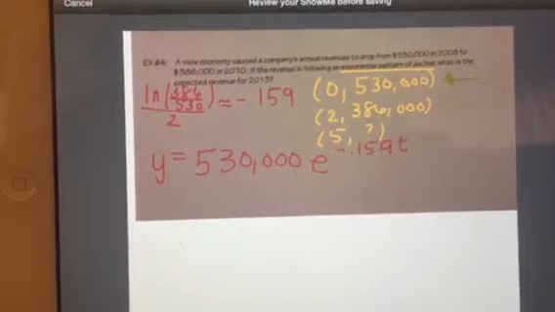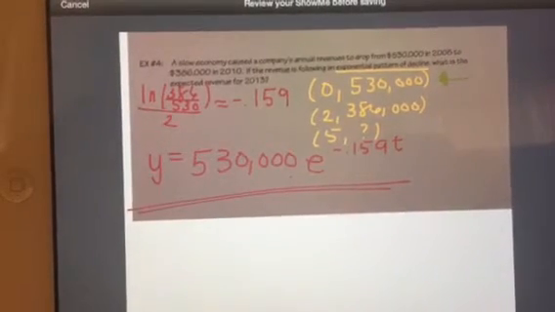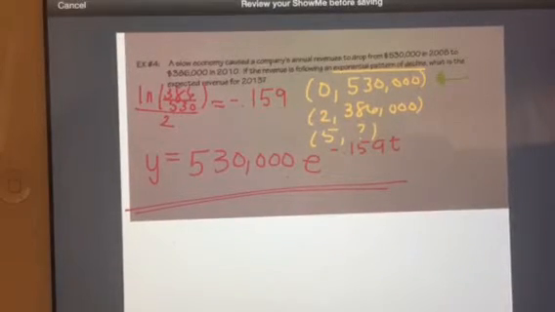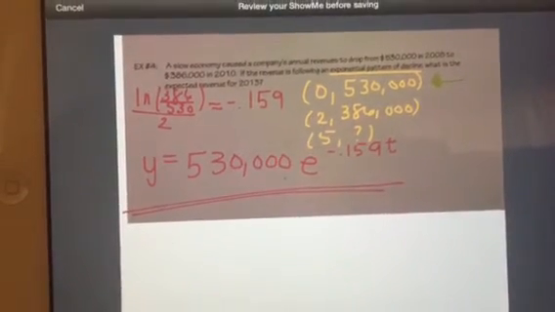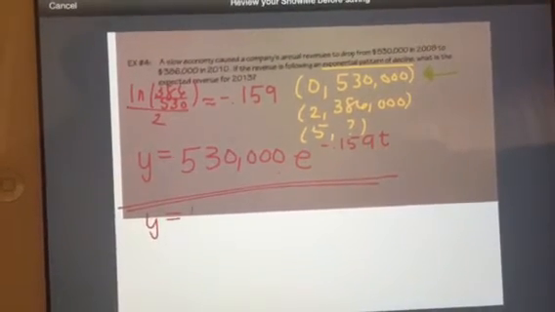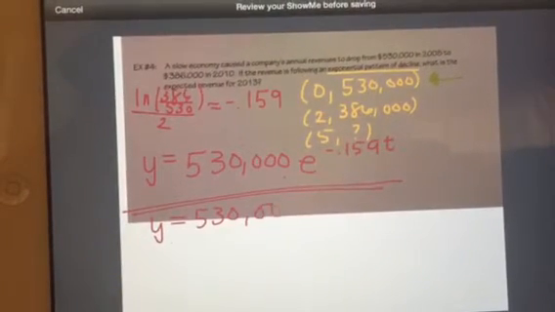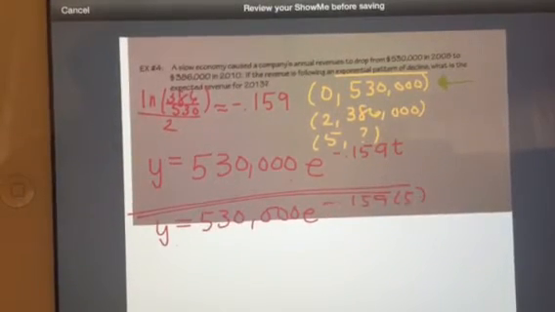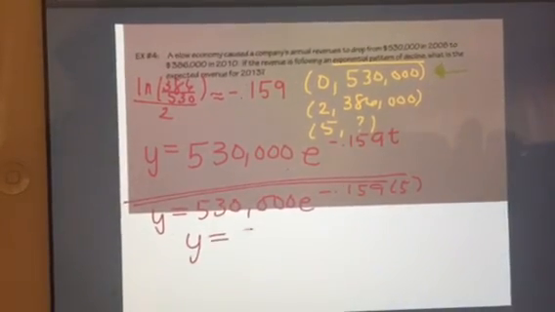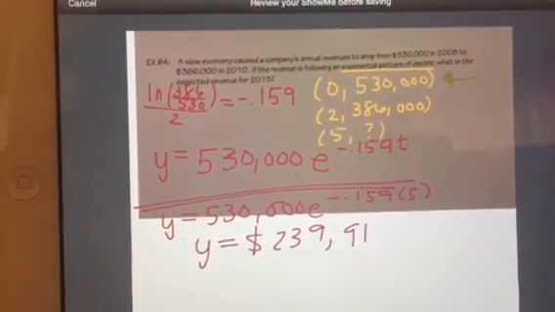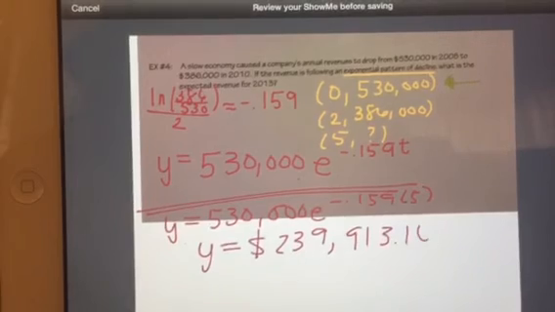So my model equation is y equals 530,000 e to the negative 0.159t. Well, I'm going to use that, substitute in 5 for t to find y. So y is equal to 530,000 e to the negative 0.159 times 5, substituting into the calculator would give us a value of 239,913 with 16 cents.